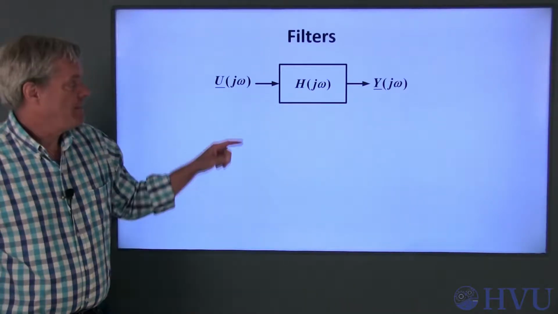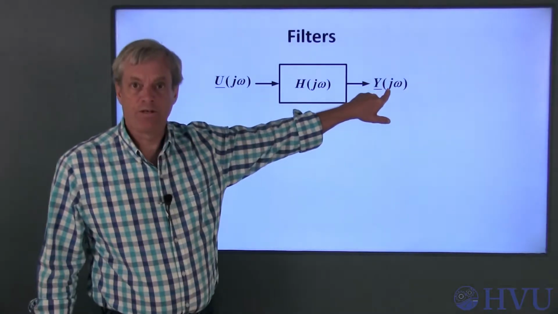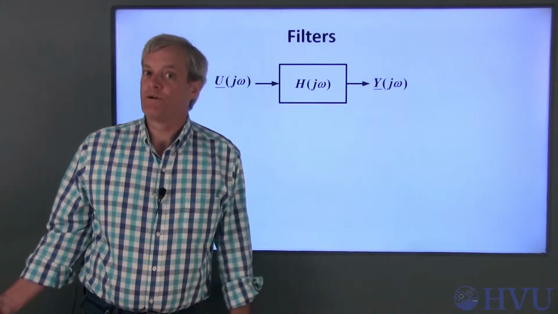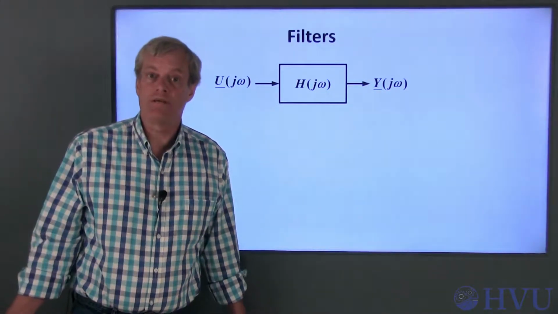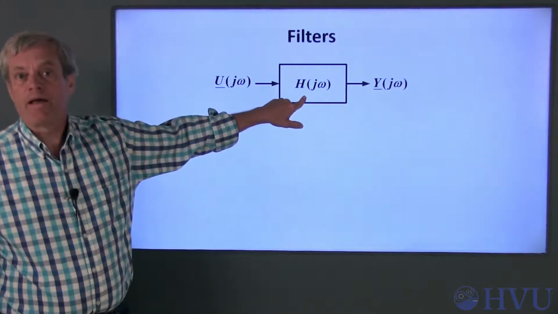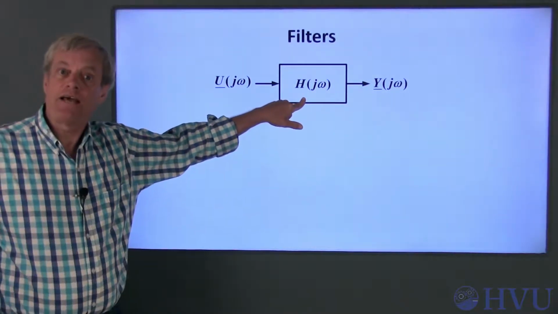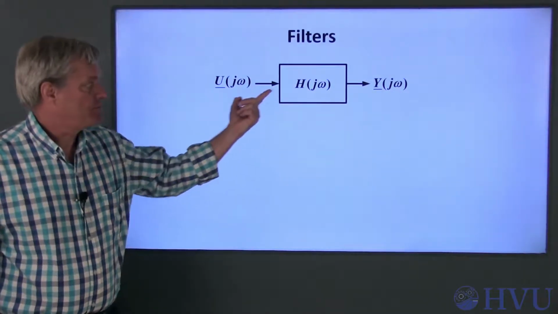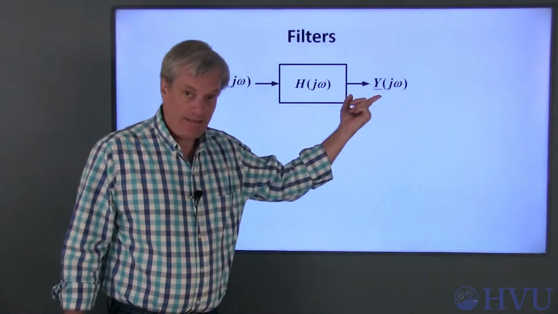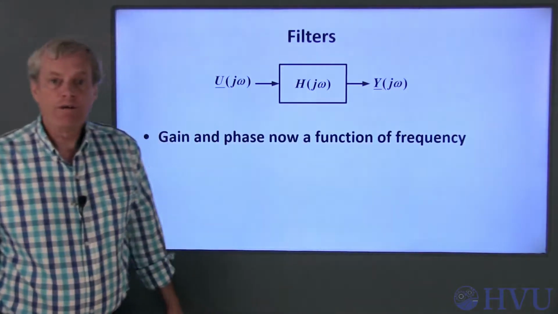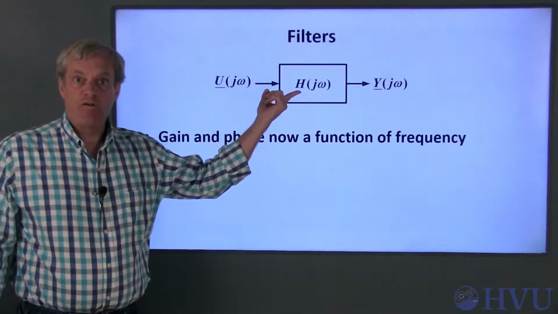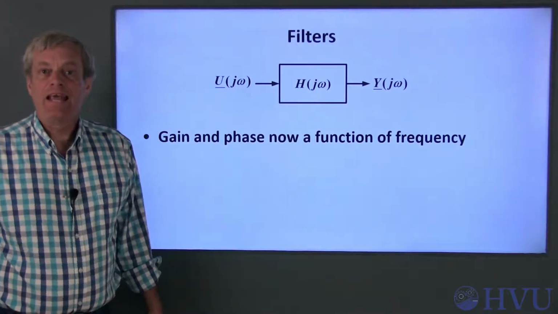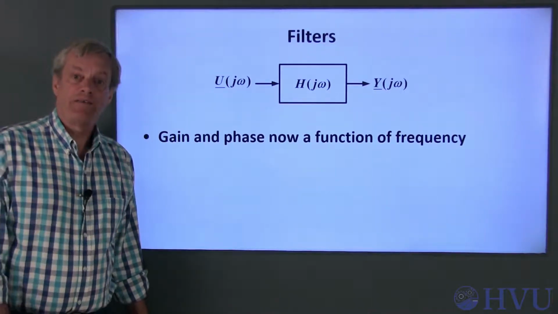For filters, the inputs and outputs to the circuit are phasors, but now the phasors are considered to be functions of frequency. The circuit itself is modeled by the frequency response, which is a complex function of frequency. The input phasor is multiplied by the frequency response to get the output phasor. The frequency response, H of j omega, provides the gain and phase difference introduced by the circuit.